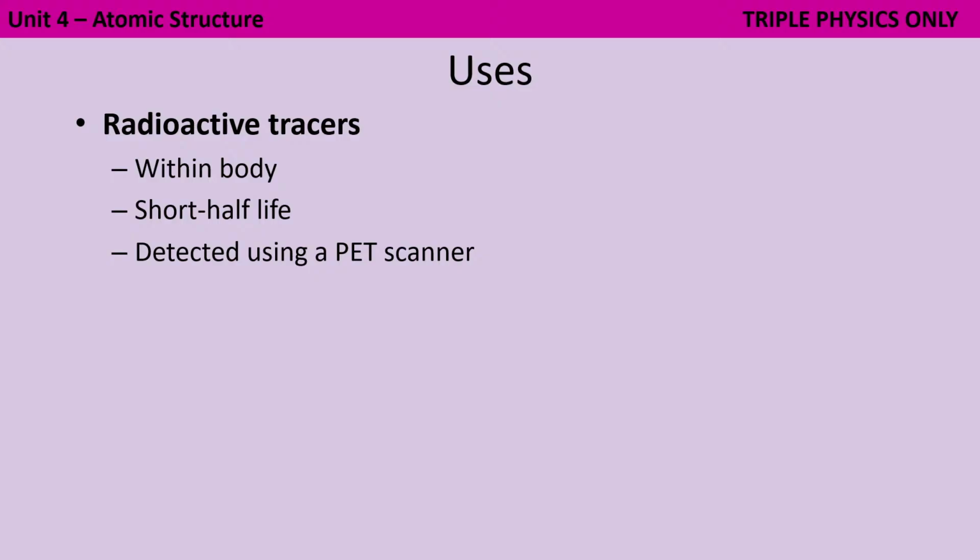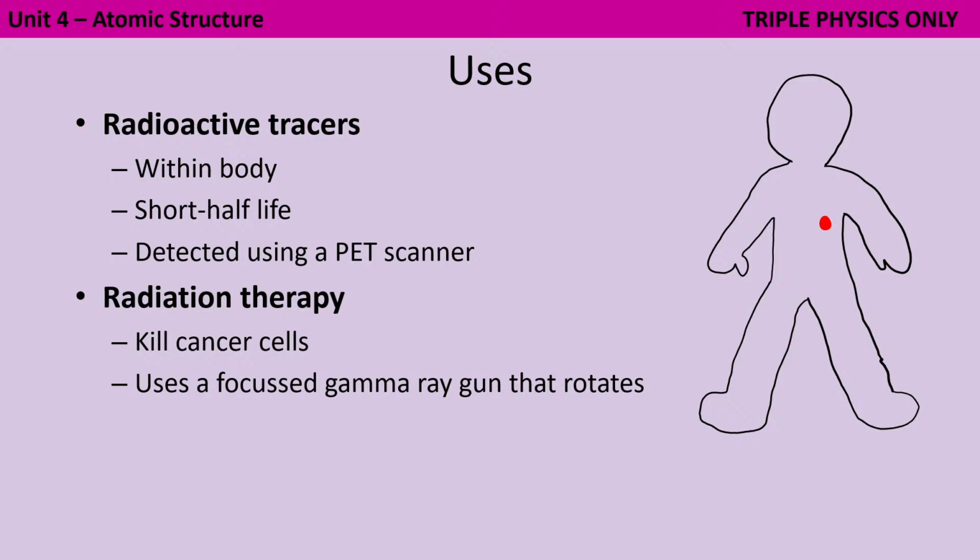As well as having a short half-life, that tracer is going to need to be releasing beta radiation or gamma radiation, because if it released alpha radiation, that will be stopped by the person's skin, and so even though it was being released, we wouldn't be able to detect it. Radioisotopes are also used in radiation therapy for cancer. Gamma radiation is used to kill cancer cells, and they avoid damaging the healthy cells by firing a sort of focused gamma ray gun from a variety of different angles, in such a way that the cells of the tumour are hit multiple times, but the healthy cells around them are only hit once.